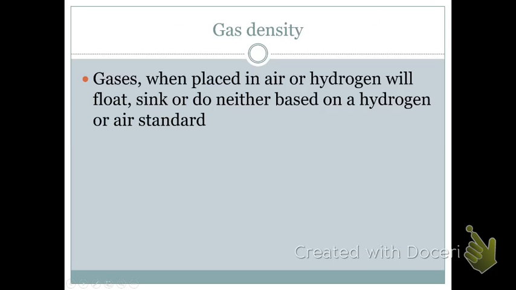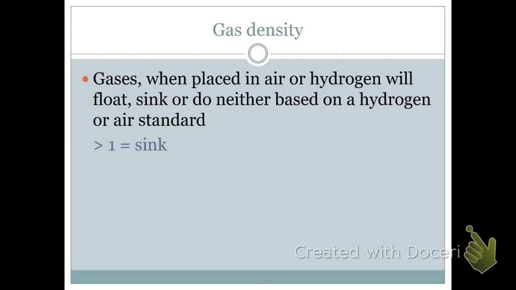First of all, when you take gases and you place them in air, or in this case hydrogen, because we're going to be looking at both of them, the sinking, floating, or hanging suspended is based on the hydrogen or the air standard. Now, the hydrogen and the air standard is going to be basically the density of hydrogen, the molecular mass of hydrogen, and the density or molecular mass of the air when you do the comparison. Well, when you're doing a comparison, you're usually using a ratio, right?